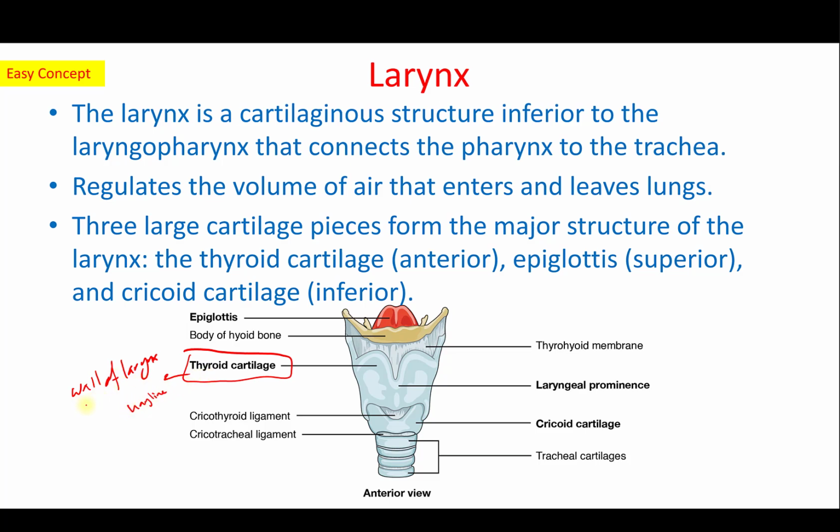Now, what do I mean by wall of the larynx? You need to think of the larynx as a box, empty from inside, but it has walls. Those walls are the thyroid cartilage. We will see what's inside it, okay? But that is mainly the thyroid cartilage.